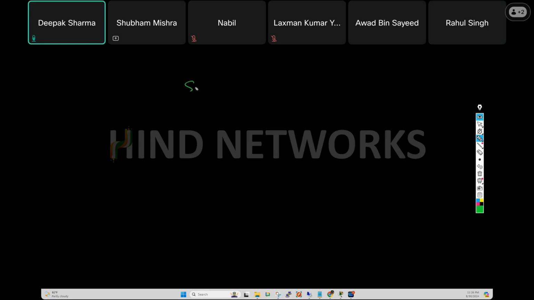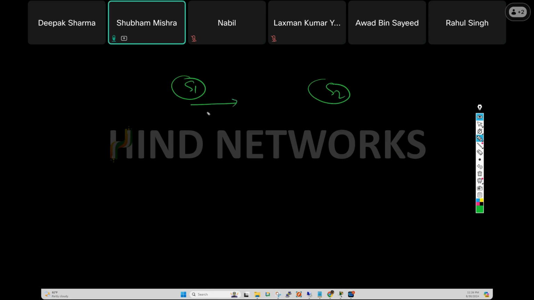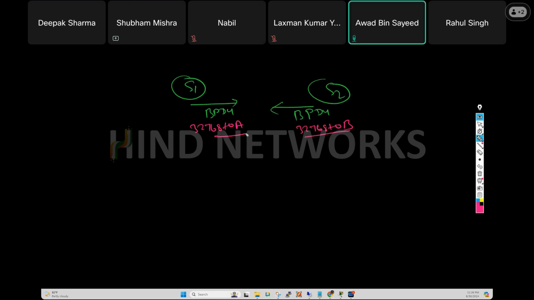So this is switch 1. This is switch 2. Switch 1 sends the BPDU, and switch 2 sends the BPDU. In this BPDU, switch 1 shares its own bridge ID, which is 32768 plus 0A, and switch 2 shares 32768 plus 0B. Understand, everyone?